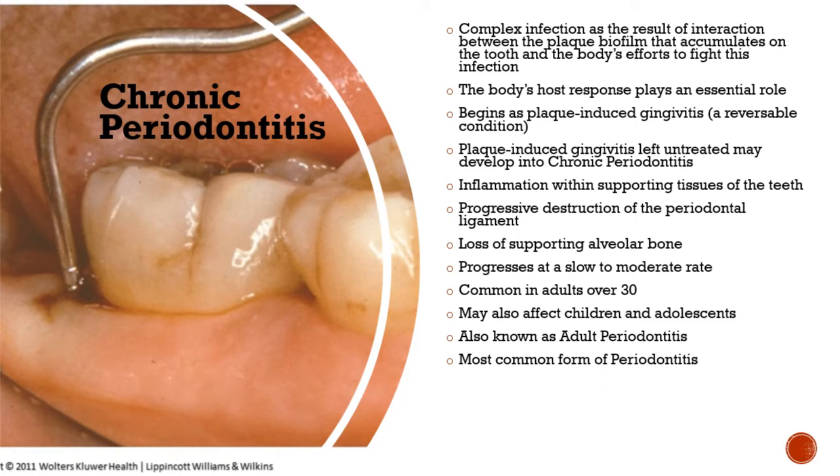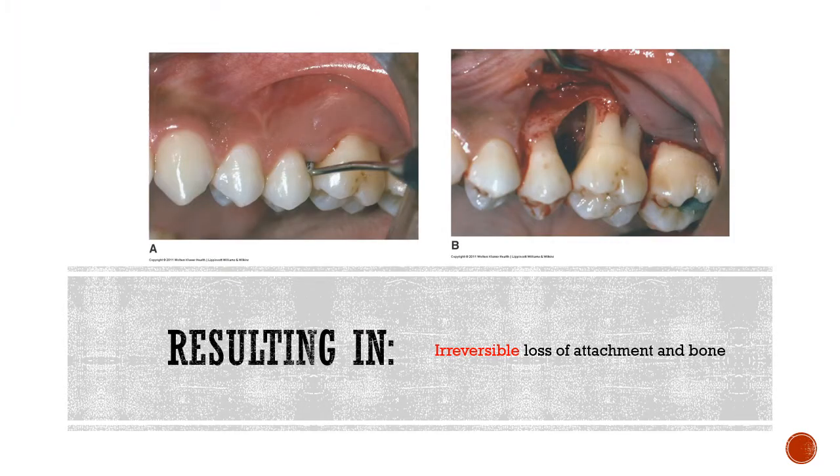Now, chronic periodontitis includes inflammation within the supporting tissues of the teeth, progressive destruction of the periodontal ligament, loss of supporting alveolar bone, and it does progress at a slow to moderate rate. It is common in adults over 30, but may also affect children and adolescents. Chronic periodontitis is also known as adult periodontitis. Chronic periodontitis is also the most common form of periodontitis. It does result in irreversible loss of attachment and bone.